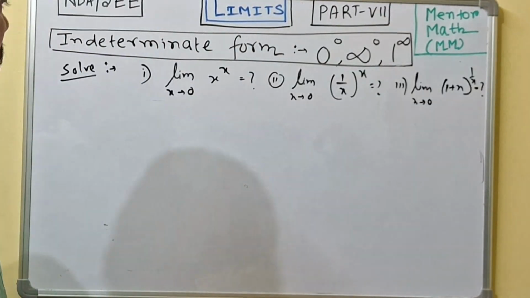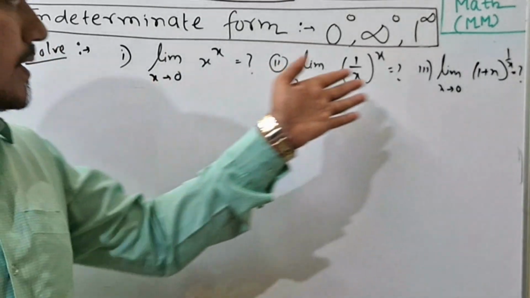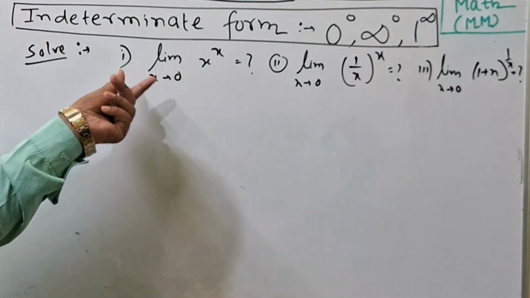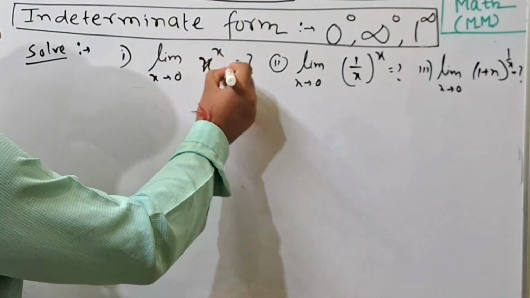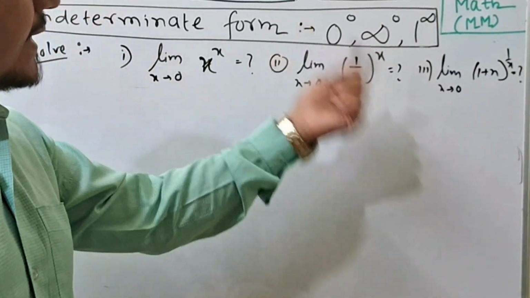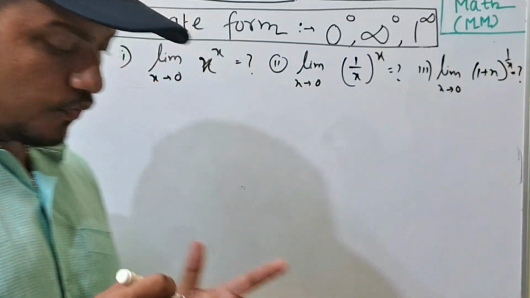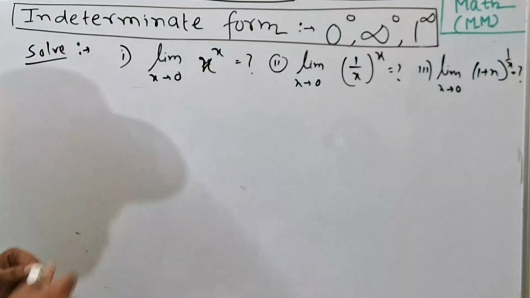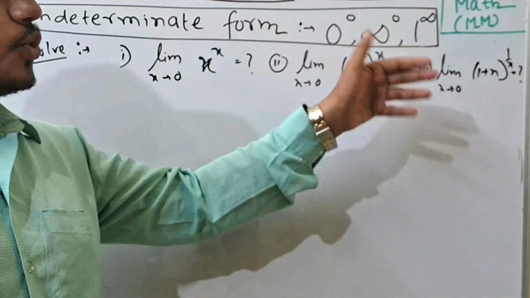Okay, now comes some examples. You can see that there are 3 examples I have written here. The first example is limit x tends to 0 of x to the power x, you have to find. The second is limit x tends to 0 of (1 by x) to the power x, you have to find. And the third is limit x tends to 0 of (1 plus x) to the power 1 by x, you have to find. So this type of quantity is of the form 0 to the power 0, infinity to the power 0, 1 to the power infinity.